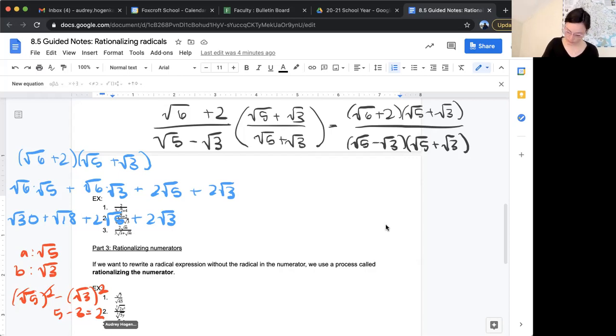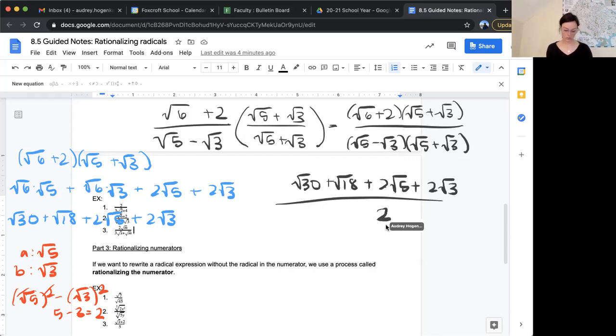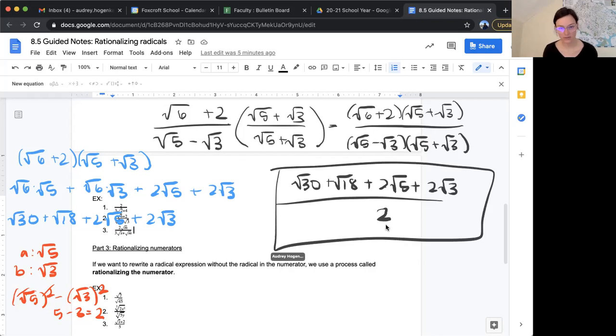So then if I go back to this problem, my numerator ended up square root of 30 plus square root of 18 plus 2 square root of 5 plus 2 square root of 3, all over a denominator of 2. And there's nothing more I could do with that. I can't add any of the radicals in my numerator, and my denominator no longer has a radical, which is ultimately the main goal here.